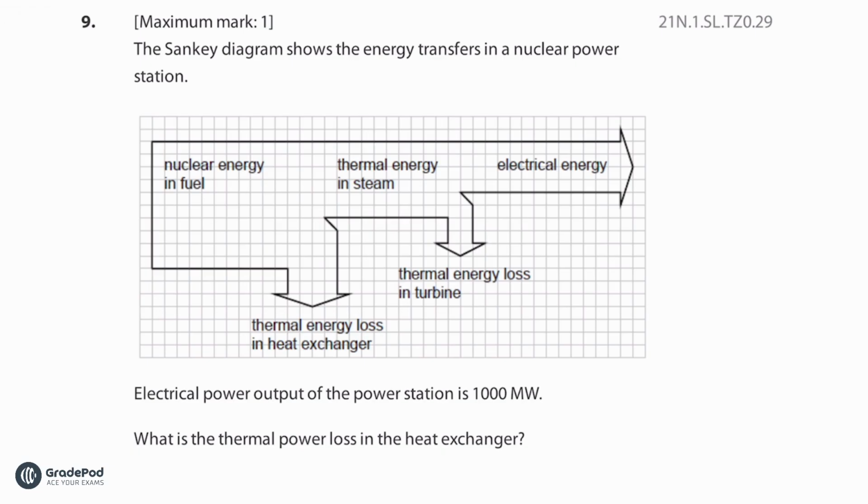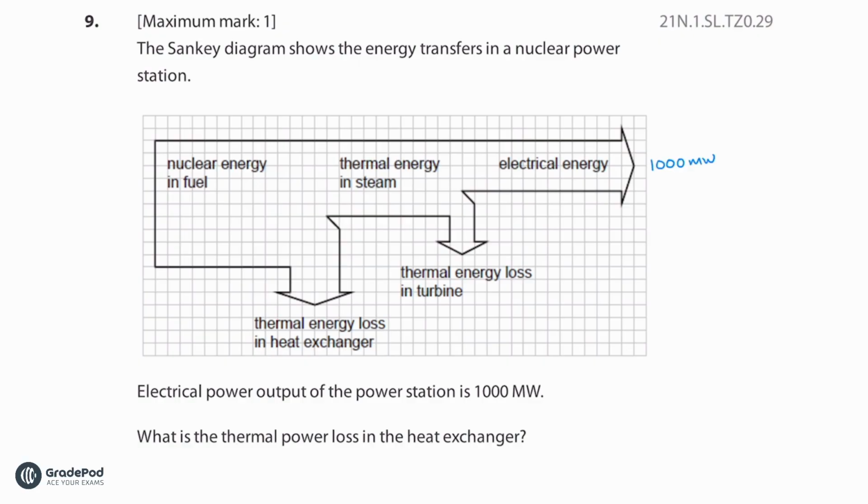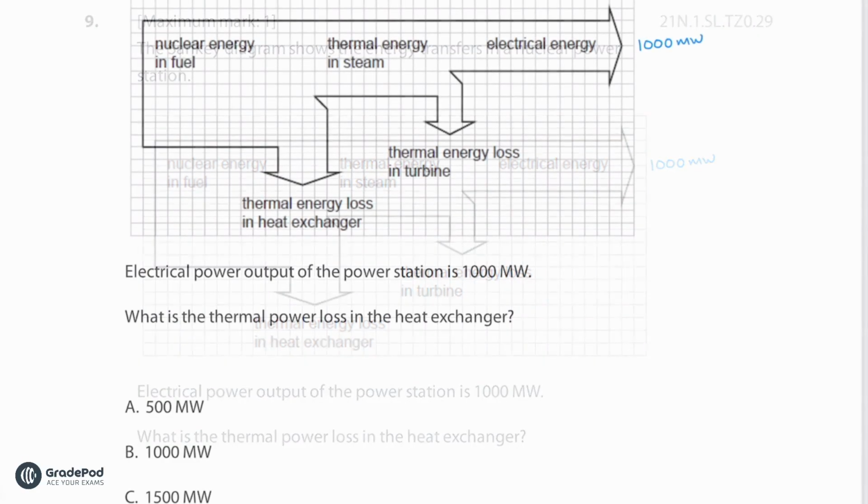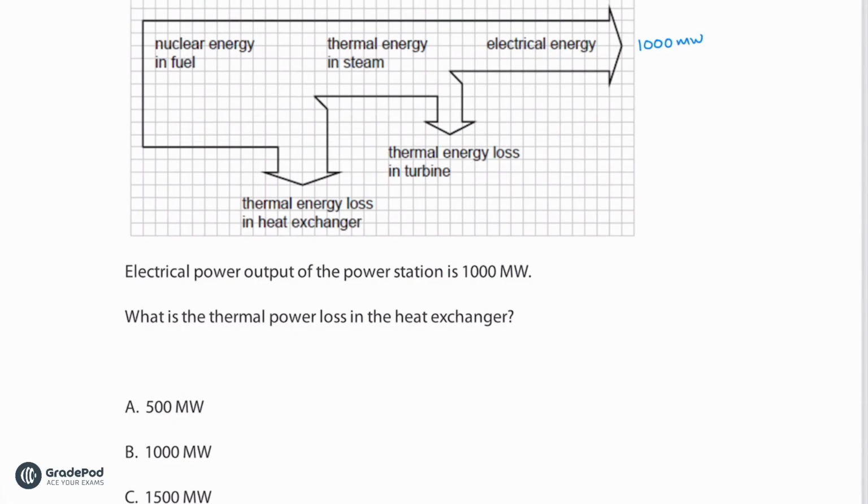D. Question 9. The Sankey diagram shows the energy transfers in a nuclear power station. The electrical power output of the power station is 1,000 megawatts. What is the thermal power loss in the heat exchanger? This is a trick question because the thermal power loss in the heat exchanger is equal to the power output of the power station because all of the thermal energy is lost. The answer is B. Trick question there.